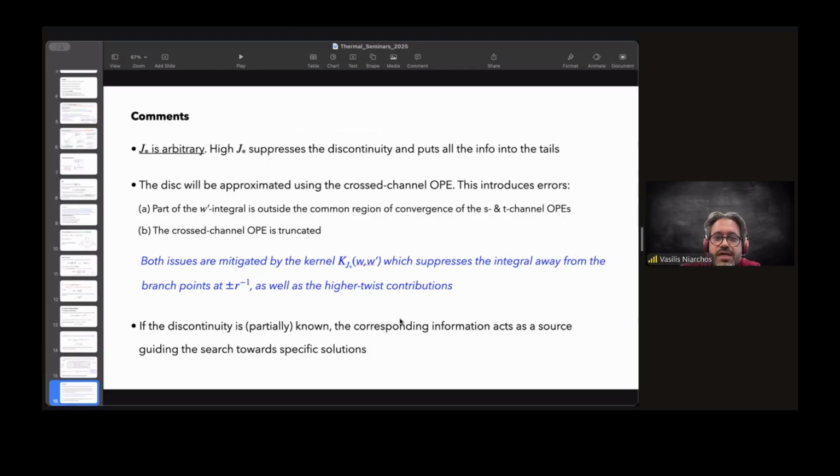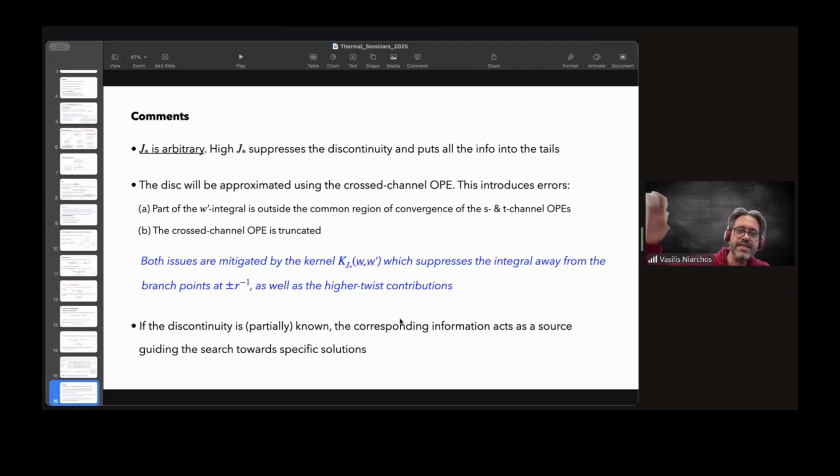And also, if I want to use some information in the discontinuity to guide the search, I'm not doing it in this way, right? Like have some generic crossing equation with not a lot of input. Well, the spectrum is input, of course, but other than that, there's no other input. And if the KMS condition has many solutions, I cannot distinguish between them.